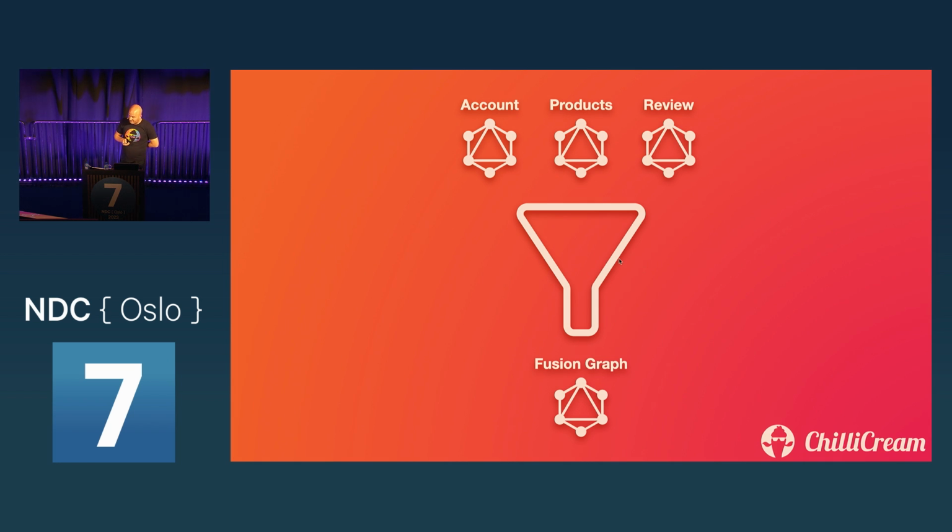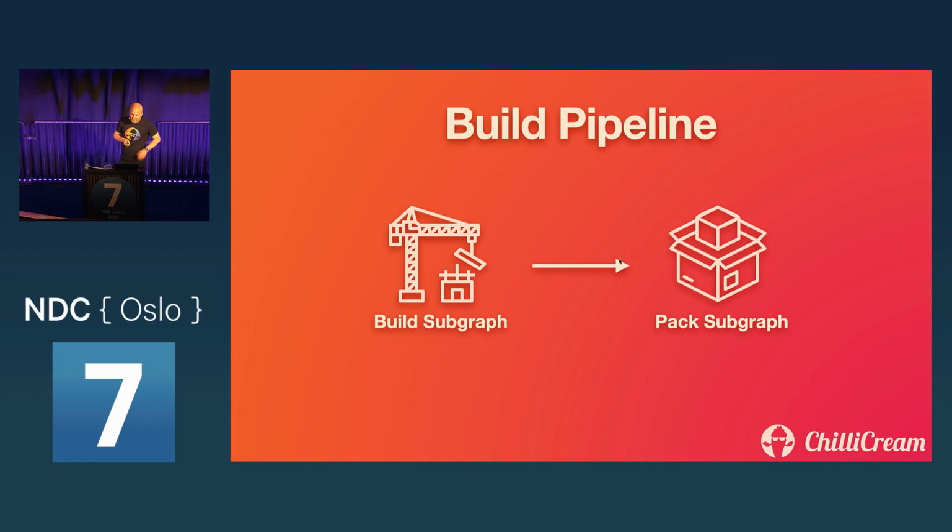And how the composition really works is that we take these subgraphs and merge them into one Fusion graph configuration. So how that is set up in the wild would be that you have a build pipeline, and this build pipeline would build your subgraph, basically a .NET build, and then extract from that all the information about this schema, dump the schema, pack it as a subgraph configuration, and then we would start deploying this.